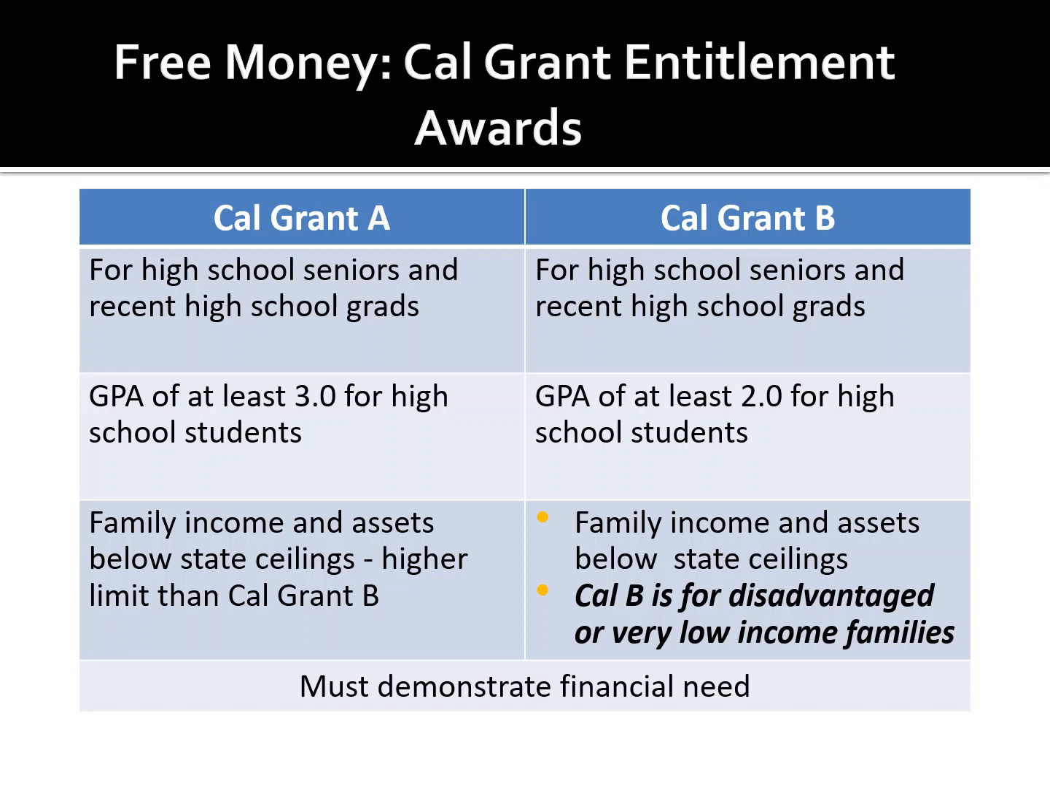So we'll be going into Cal Grant B. Cal Grant B has a GPA of at least 2.0, and the family income and assets are below state ceilings. Cal Grant B is for lower income students. Cal Grant A is for middle to lower income thresholds. And for both of these, you do have to demonstrate financial need.